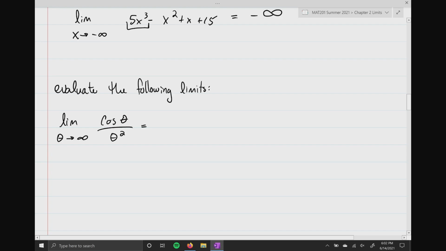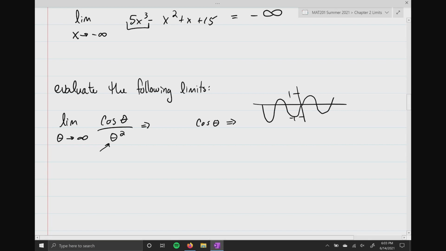So if I think about cosine theta, here's what I know about cosine theta. The graph is going to be bounded in between -1 and 1. And it just oscillates, okay? So no matter what, the max this graph will get is 1, and the minimum is -1. The question becomes, that theta squared, what is that doing to my function here?